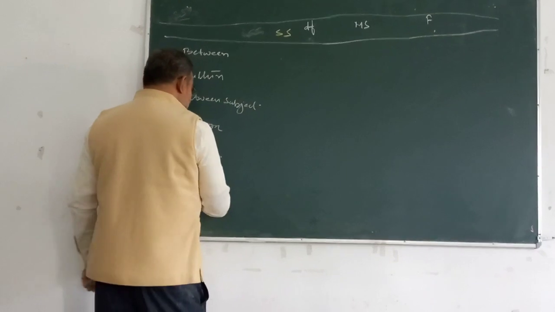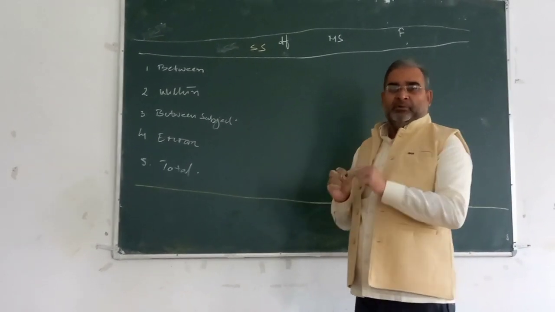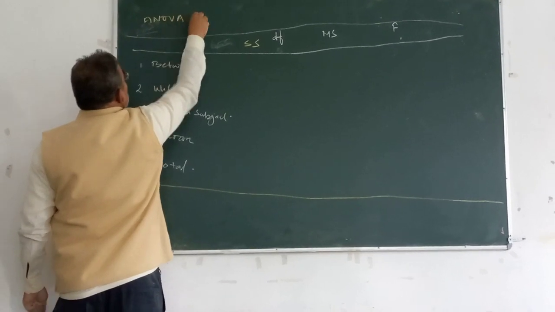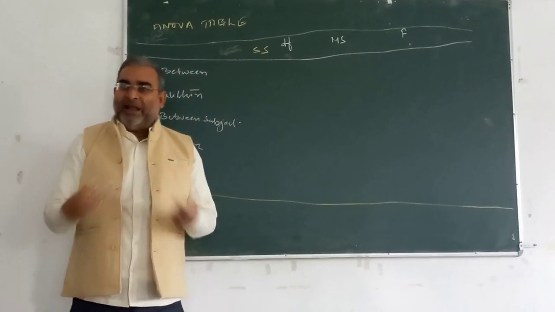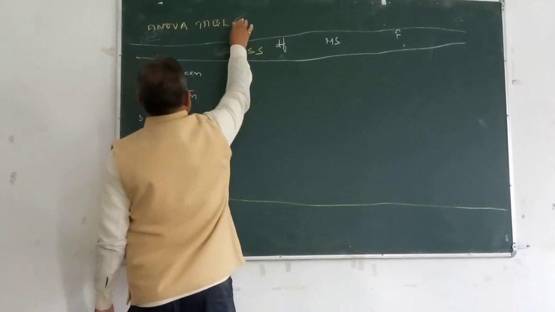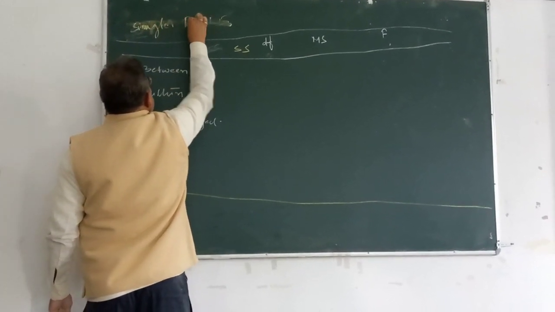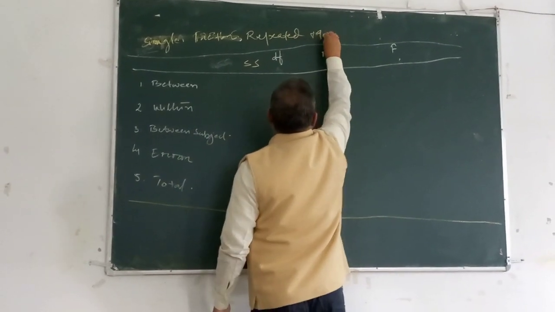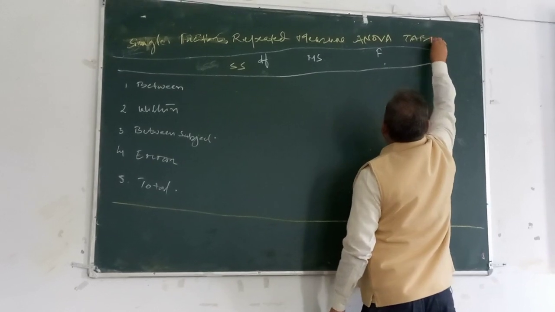Now you have to write all these values here, and then you represent all the calculated values in the table, and here write ANOVA table. Or if you want to write it in full, you can write single factor repeated measure ANOVA table.